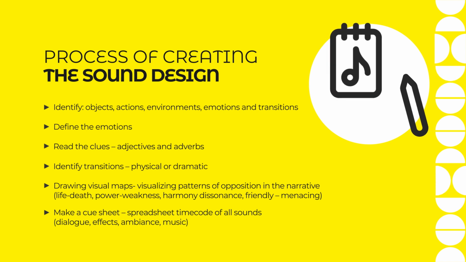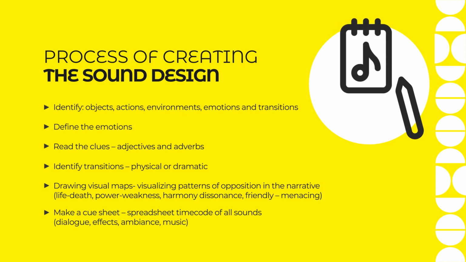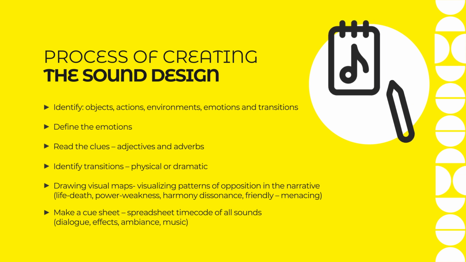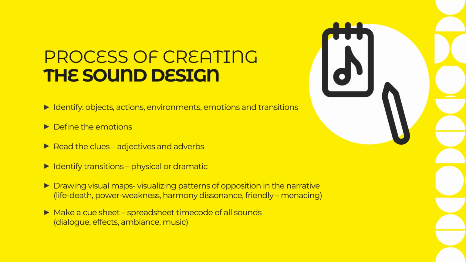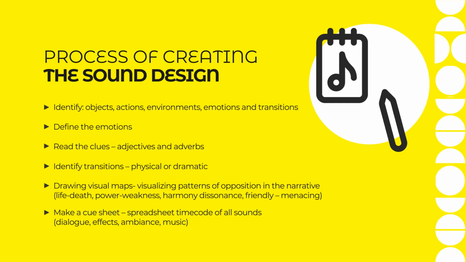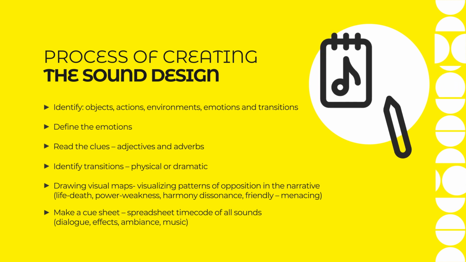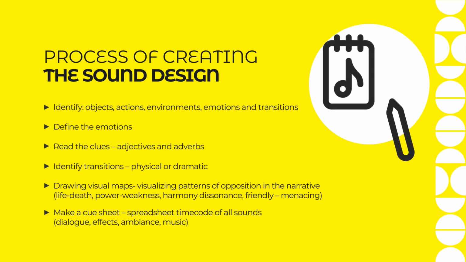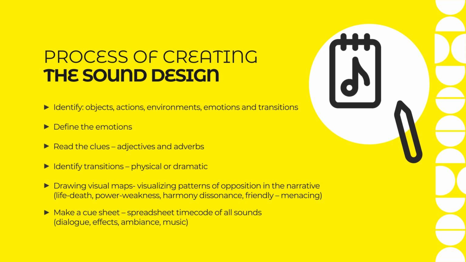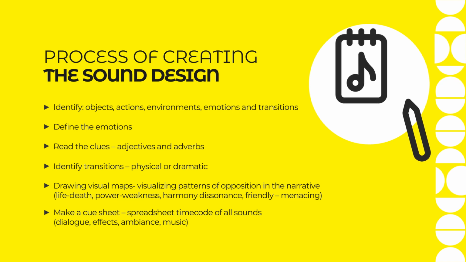So when we read, write, tell or present a story, we should identify all the objects that make sounds, all the actions that can create sounds, and all the environments. For example, if we are in the city, the sound environment is completely different from when we are in a forest. We also need to identify all emotions as well as all transitions of emotion in order to use music appropriately. To define the feelings, we have to read the clues, and this is done through the adjectives and adverbs.